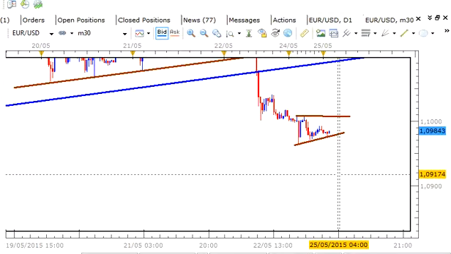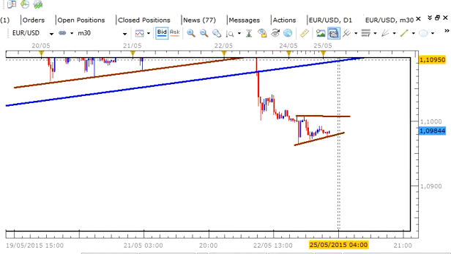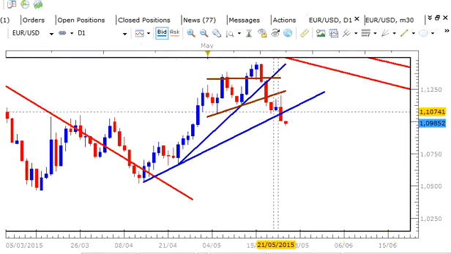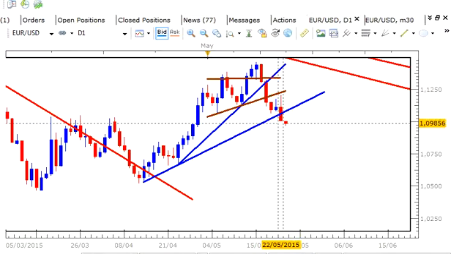So that is it for the situation on the euro US dollar. 90 pip possibility in terms of day trading, and we would need a stronger bearish signal below this outer uptrend line.